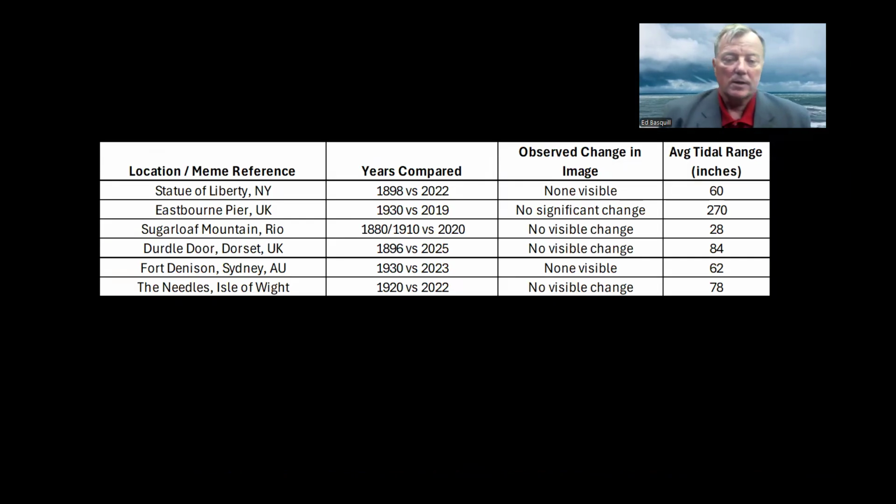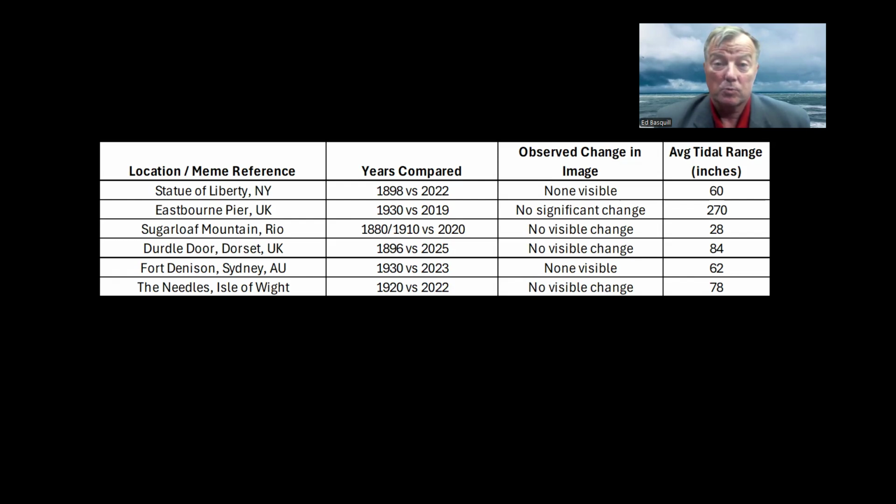Here is a table I made from these different locations, the years compared. And there was no visible change that I could see looking at them on Google Earth or in the memes. But the average tidal range in inches, I made it inches for a reason you'll see later, even though it'd probably be easier with feet to conceptualize. There are a lot of inches, especially in the UK there at the Eastbourne Pier. It's like 270 inches change.